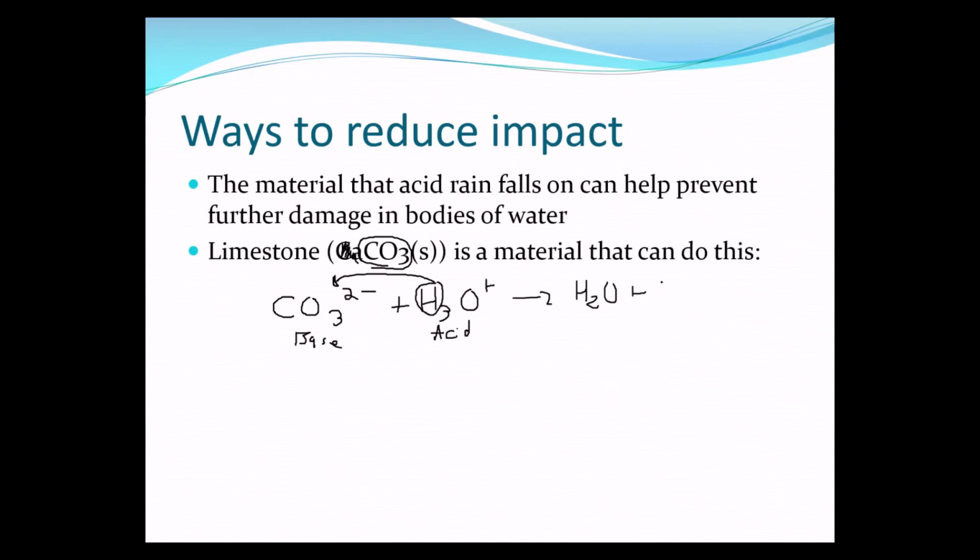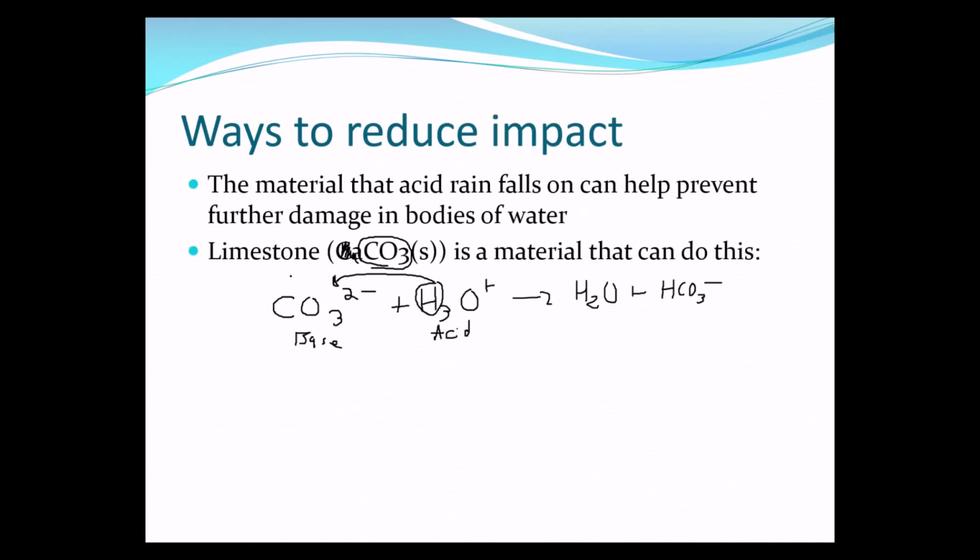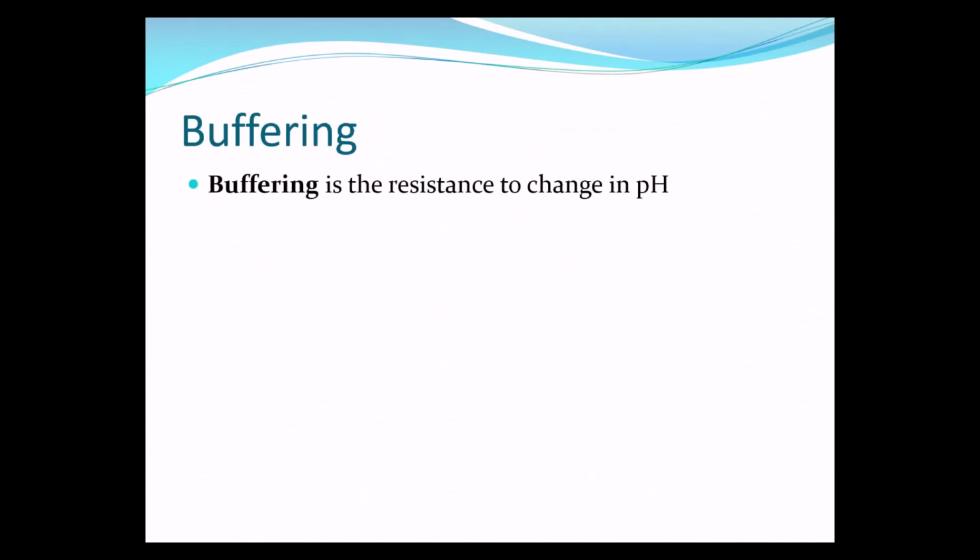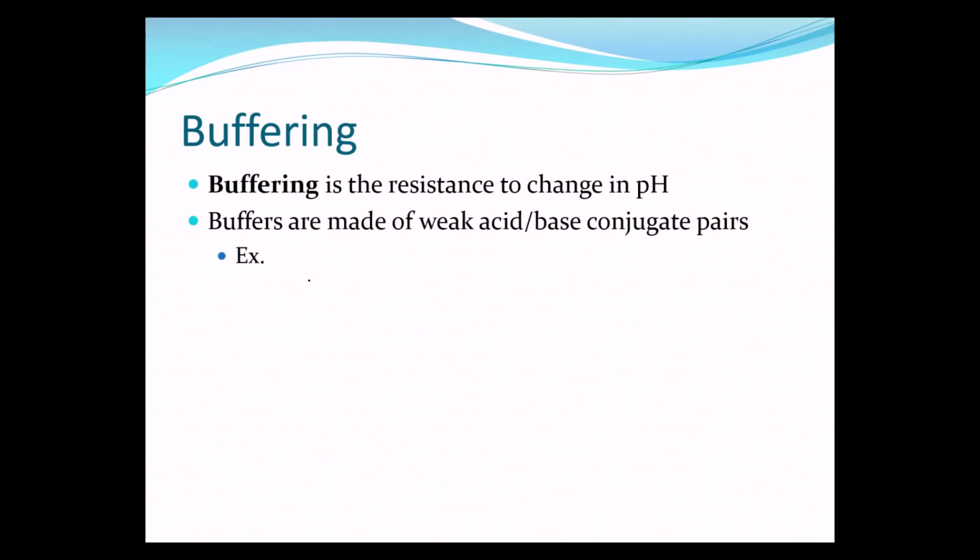And then CO3 2- gained a hydrogen, so it turns into this. So it removes this hydronium, so it removes the acidic material from the lake. So this is a buffer. Limestone is a natural buffer. Buffering is a resistance to change in pH.